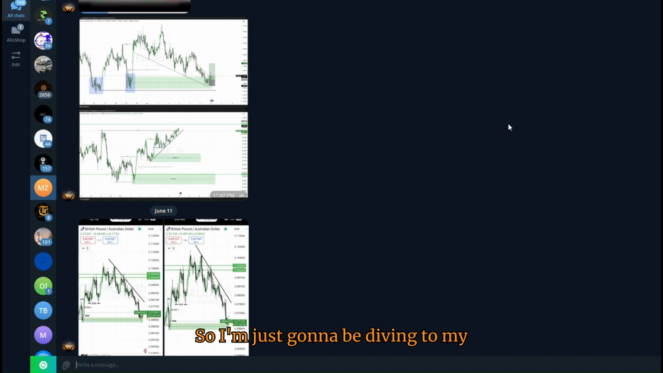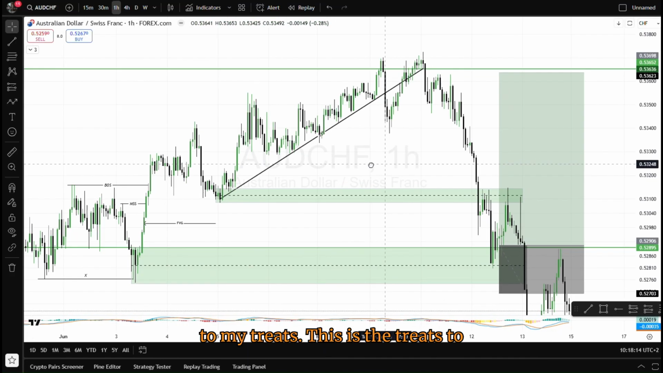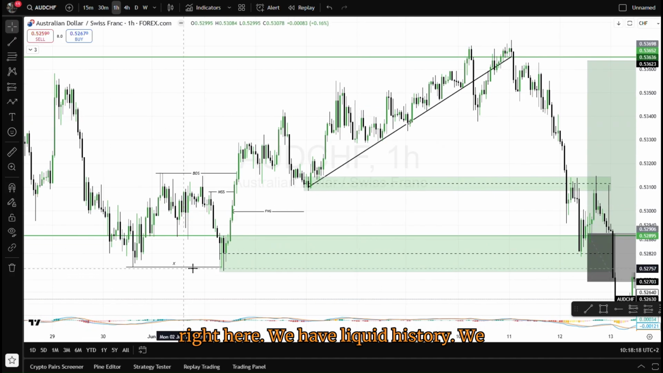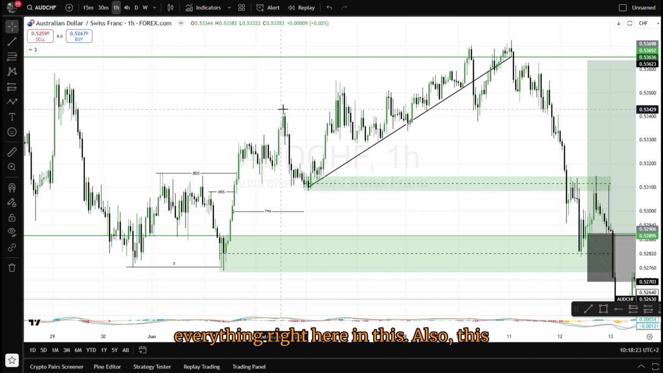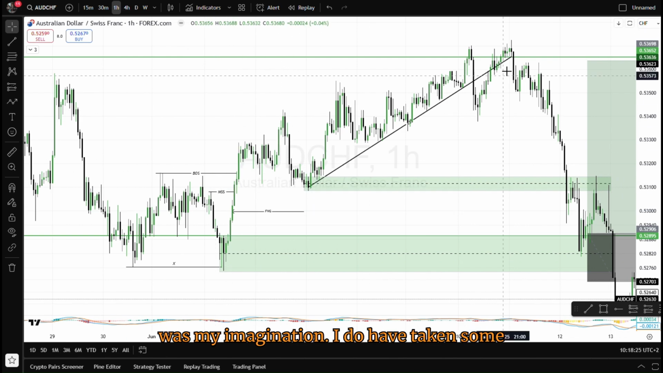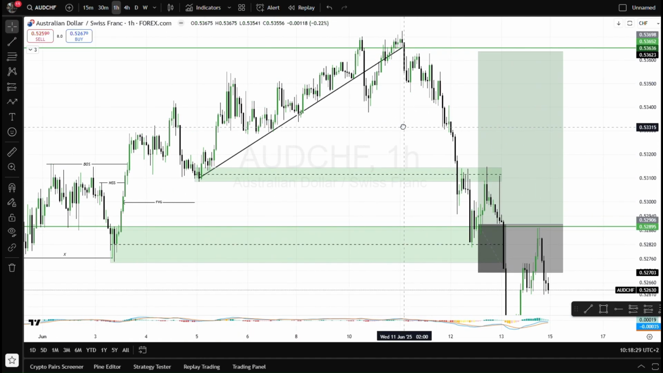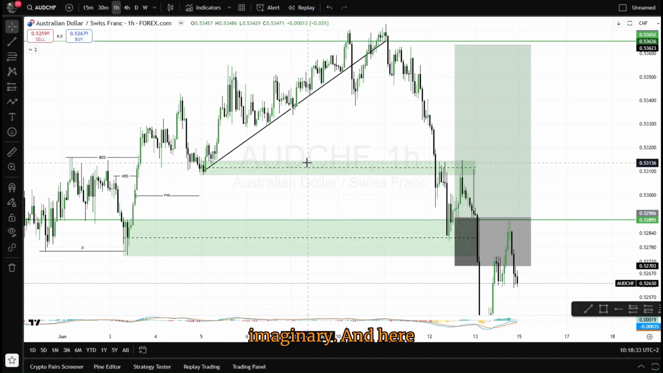So I'm just gonna be diving into my trades. This is the trade. As you can see, we have this liquidity right here, so we have breaker structure, we have shifting market structure, we have average right here. And this was my imaginary order block, though I've taken some of the things off, so the chart will look messy. And here was my extreme order block.